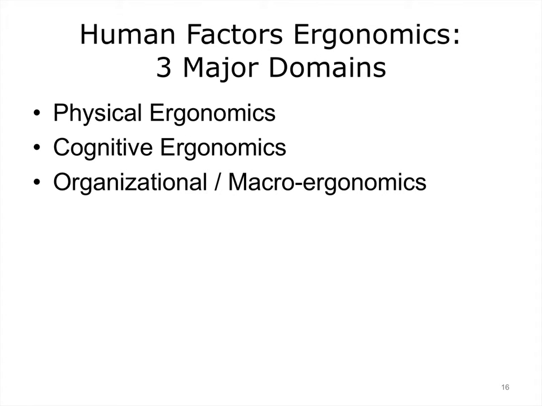Ergonomics is broadly conceived as the study of work and factors that affect it. The term is sometimes used interchangeably with human factors. In any case, we can characterize three major domains: physical ergonomics, cognitive ergonomics, and organizational or macroergonomics. Let's look at each of these now.